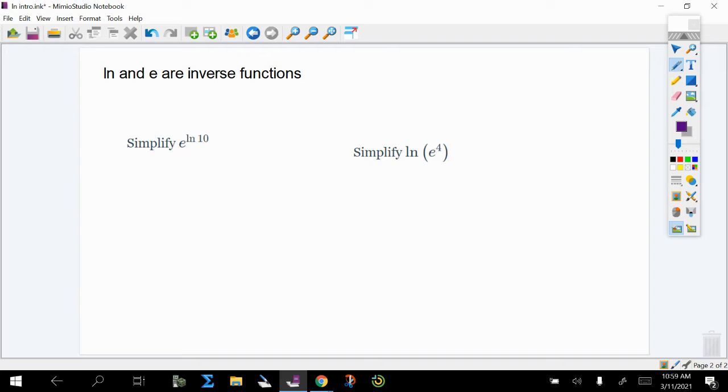e and ln will cancel. So if I ask what e to the ln of 10 is, the e and the ln cancel, and you end up with just the 10. Same thing if it was the natural log of e to the 4, that cancels, so the natural log of e cancels, and you end up with just 4.